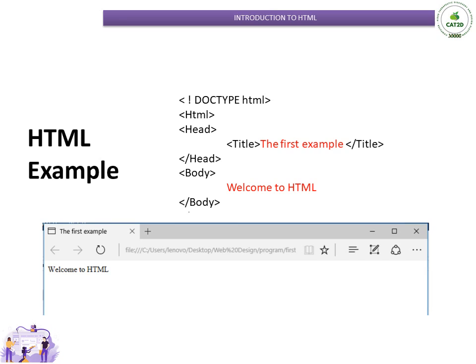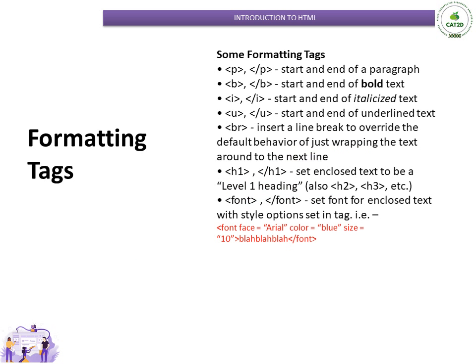And if you look at the output here, the title of this HTML page is called the first example. And if you look at the head of the output here, we have the first example as the title, while the content of that web page says welcome to HTML. So you can actually open your notepad, type this code, save it as .html, then double click on it to see the display output.